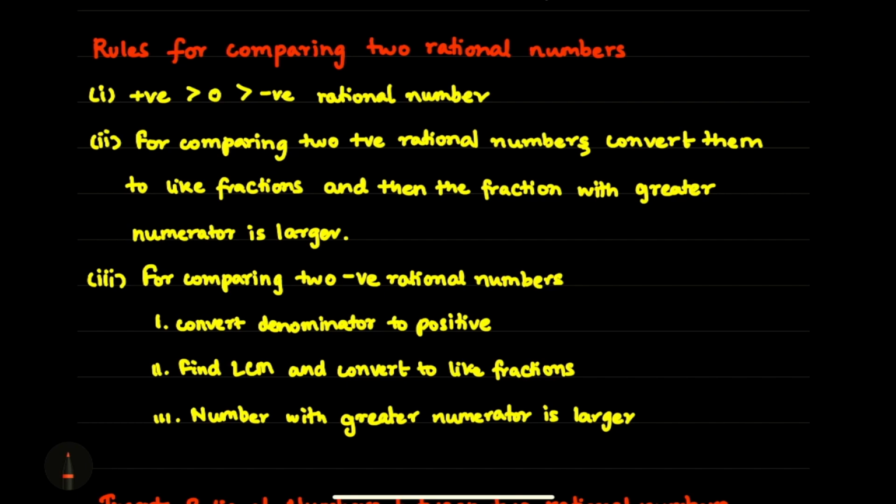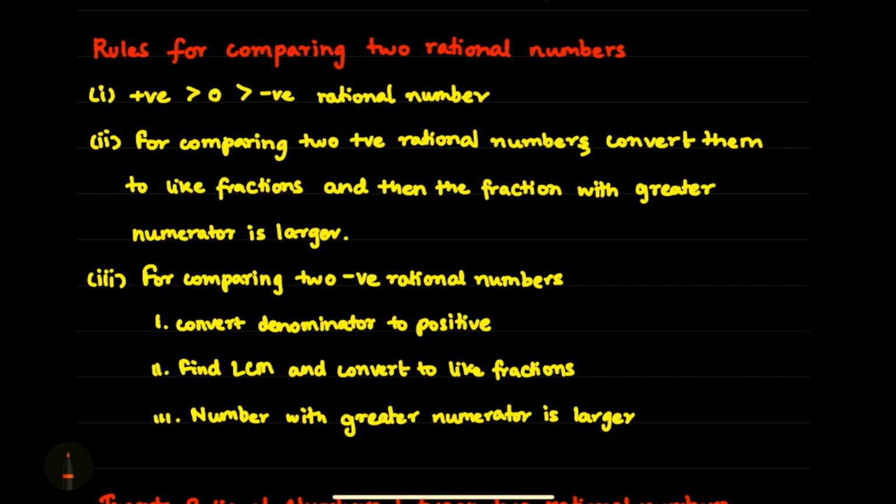The first one is that every positive rational number is greater than 0 and every negative rational number is less than 0. Second, every positive rational number is greater than every negative rational number. Next, for comparing any two positive rational numbers, we compare them as fractions. In order to do that, we can first convert them into like fractions, and then the fraction with the greater numerator is greater.